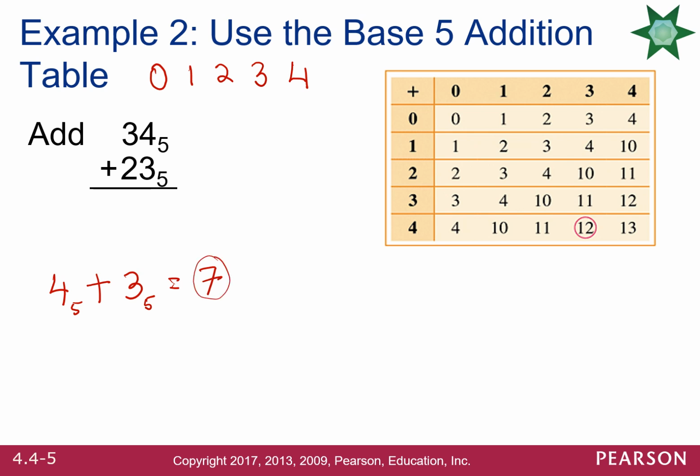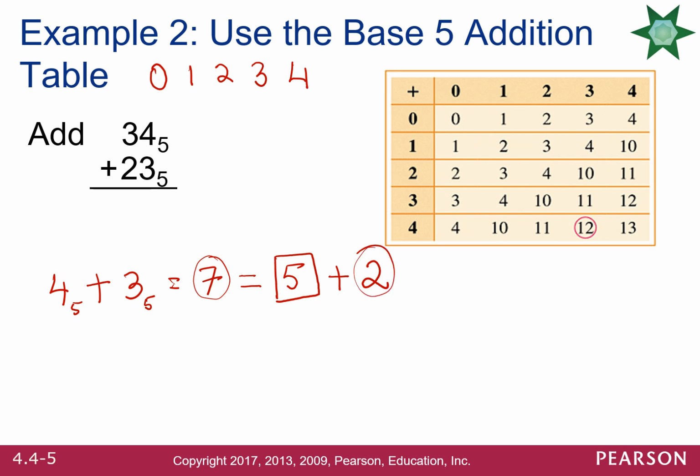Now 7 is higher than the highest numeral we have, greater than 4, correct? We do not have a numeral to represent a 7. So what we do is extract a bundle of 5 from the 7 and carry over that bundle to the next left column. So let's extract a bundle of 5 from the 7, and we will end up with a 5. Once we extract the 5, what are we left with? We are left with a 2, right? That's what we are left with.